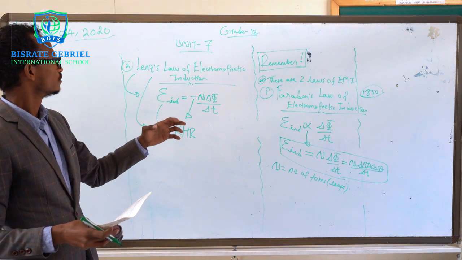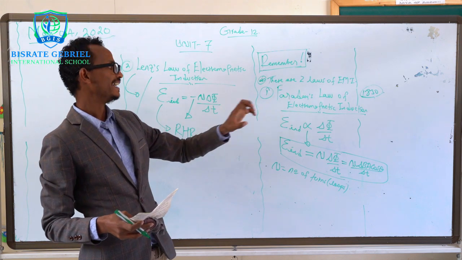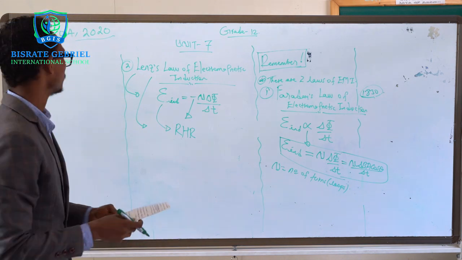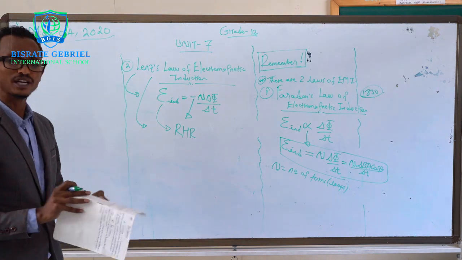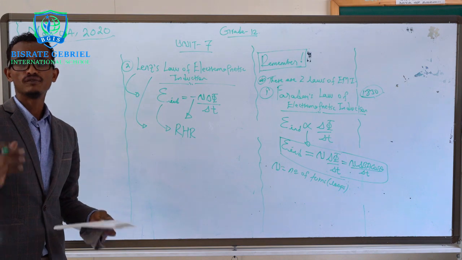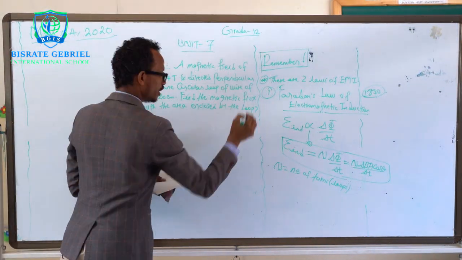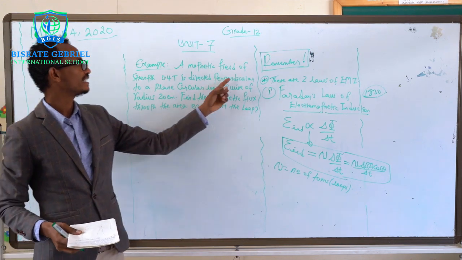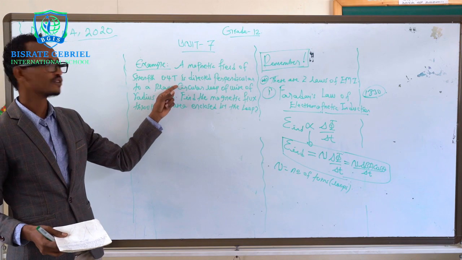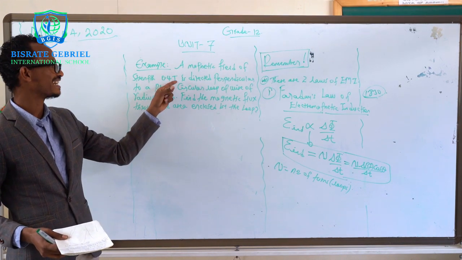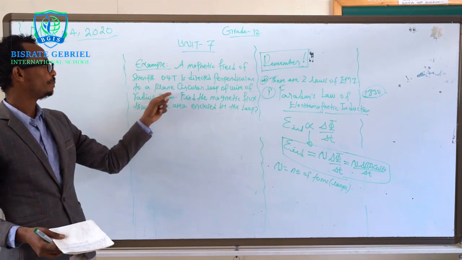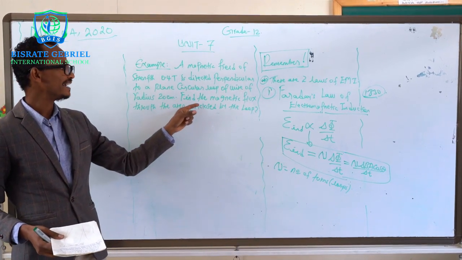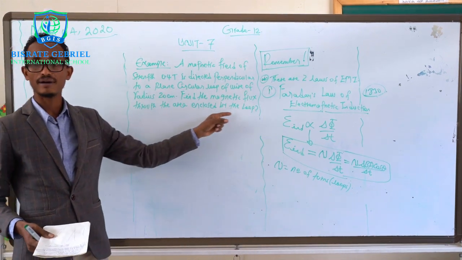Based on the concept of magnetic flux and electromagnetic induction, let me give you one example. I think it's important for you to have a good understanding of magnetic flux. A magnetic field of strength 0.4 Tesla is directed perpendicular to a plane circular loop of wire of radius 20 centimeter. Find the magnetic flux through the area enclosed by the loop.